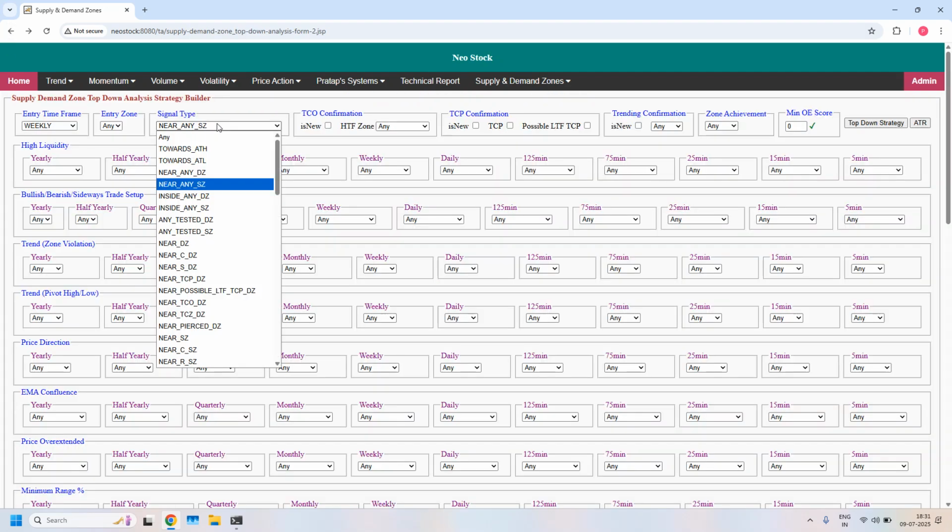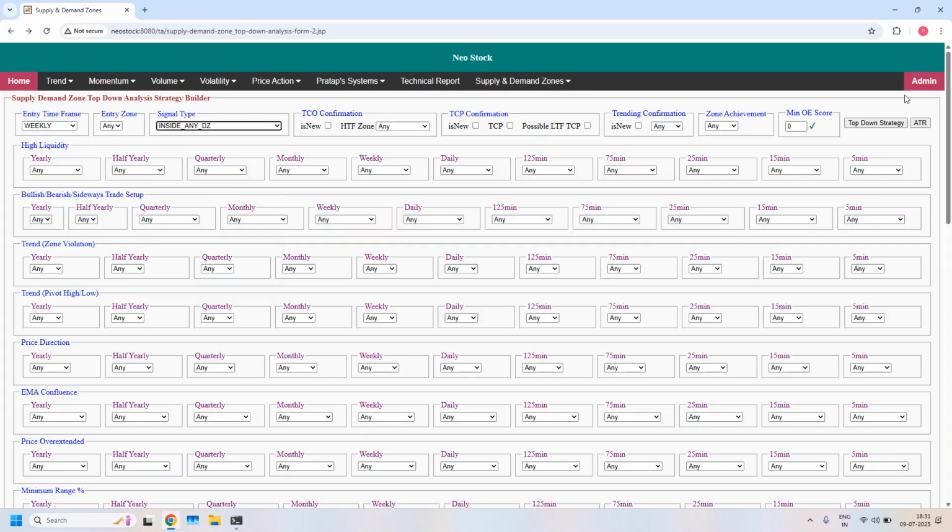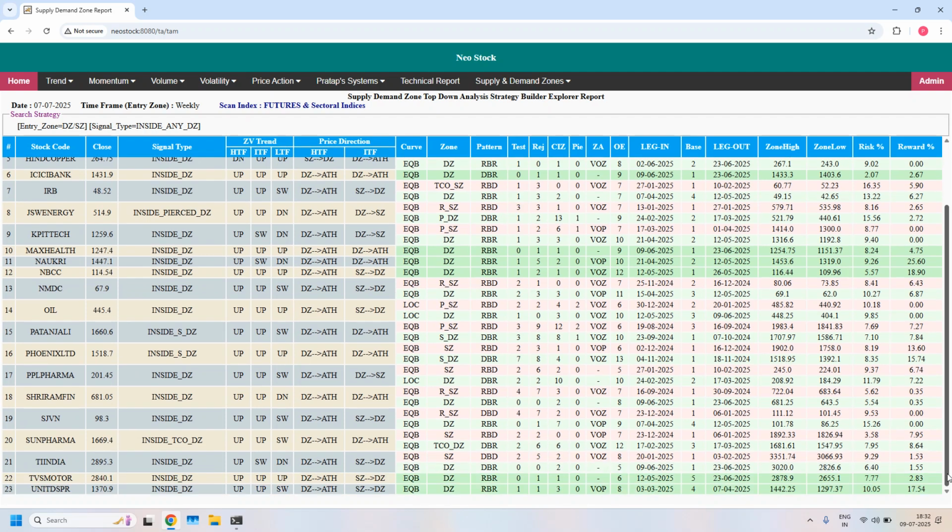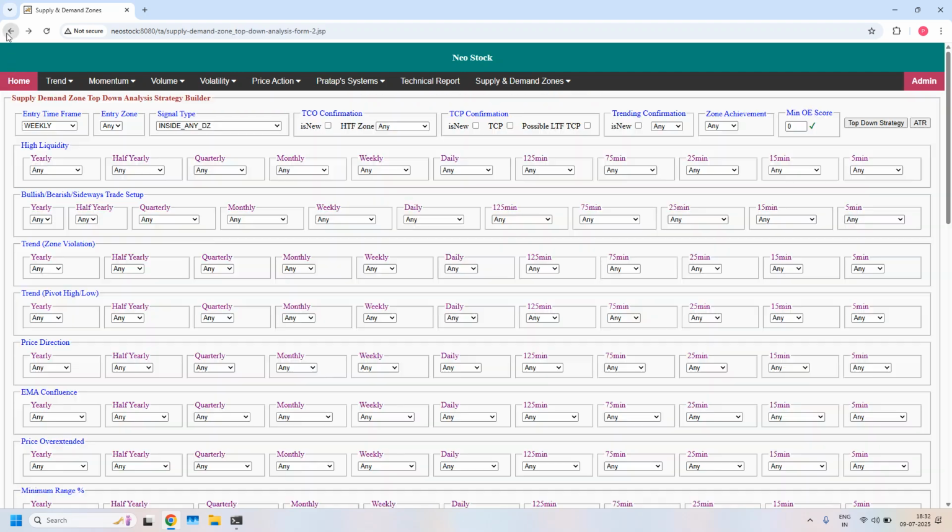Next, price closed inside the weekly demand zone. First 18 stocks in the list. I'm scrolling the list down. Total 23 are filtered. We can further filter this list by checking weekly demand zones are having weekly EMA confluence.